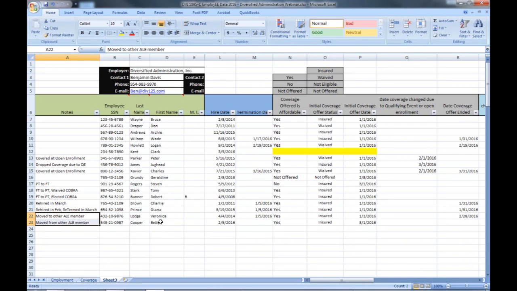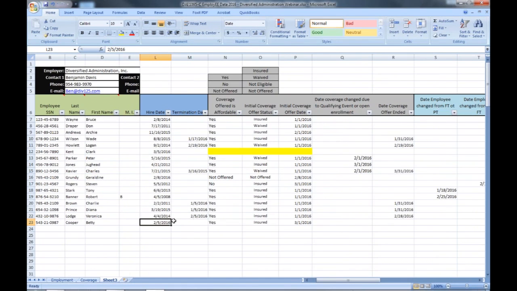We can see why this is the case when we look at Betty Cooper's information. We can see from the notes column that she moved to our company from another ALE member on February 5th, but because she remained with our company, there was no waiting period, and her coverage began on March 1st, the day after her coverage would have ended under the previous ALE member's plan.